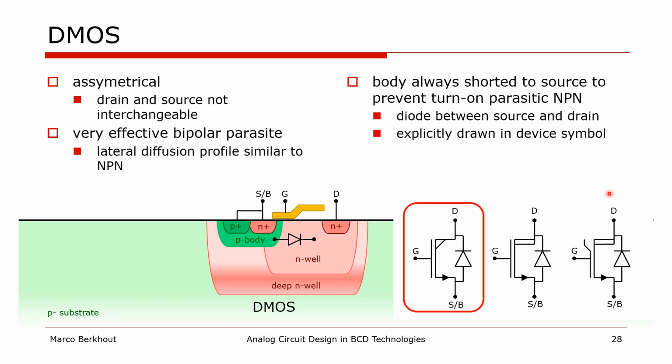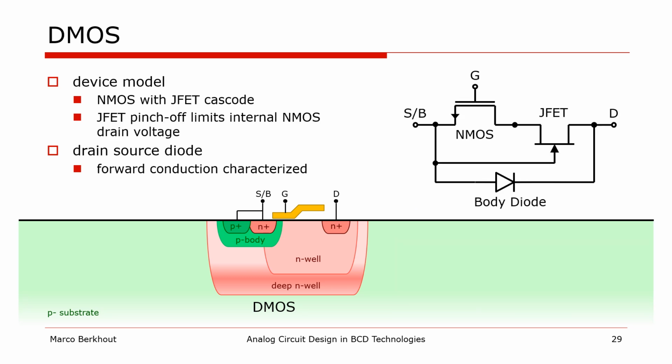The bottom right shows some examples of symbols used for DMOS in literature. They all explicitly show the drain to source diode and something to mark the drift region, and sometimes even the gate step. In this tutorial, I will be using the version in the red box on the left. A simple model of the DMOS is a regular NMOS and a JFET cascode, where the pinch-off of the JFET limits the internal drain voltage as seen by the NMOS. In parallel, there is a drain source diode that requires a proper characterization of the forward conduction.